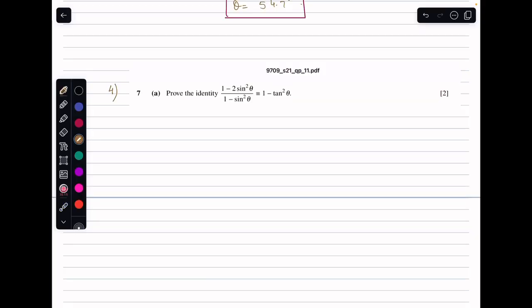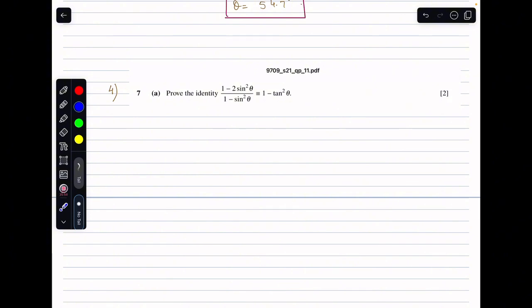So the next question is taken from Summer 21, paper 1 variant 1, question 7 part A, and the question says prove the identity (1 minus 2 sine square theta) divided by (1 minus sine square theta). The left hand side should be equal to 1 minus tan square theta. There are a few identities here that I shall be using. First, I can see there is a 2, which needs to get simplified so that you should be getting just a tan square theta.